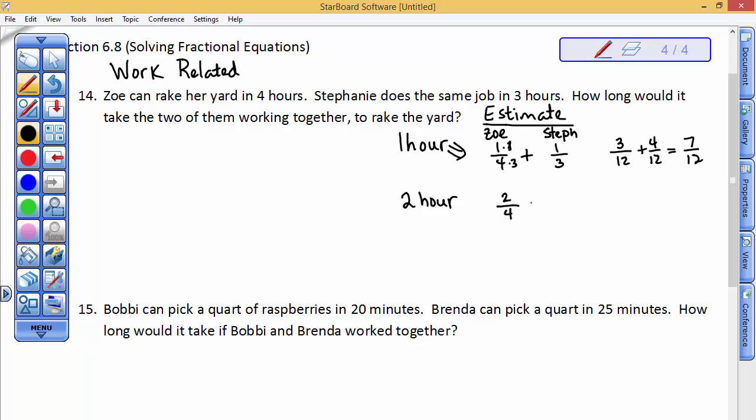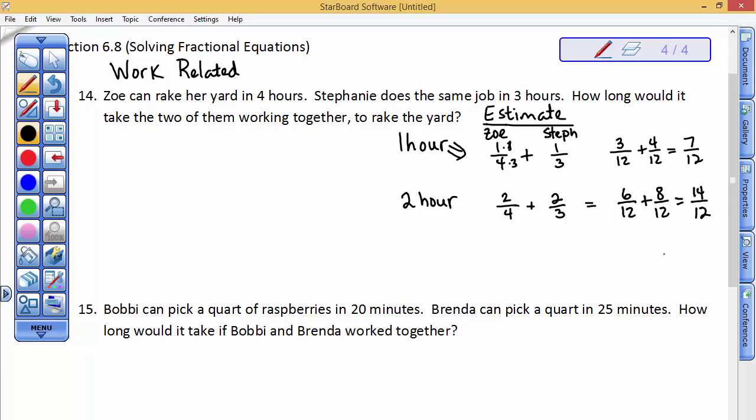Zoe would get 2 out of 4 parts of that project done. Stephanie would get 2 out of 3 portions of that project. She got 1/3 done in an hour, she'd get 2/3 done in 2 hours. Zoe would get 2/4 done. And so that would be 6/12 plus 8/12 for a total of 14/12.